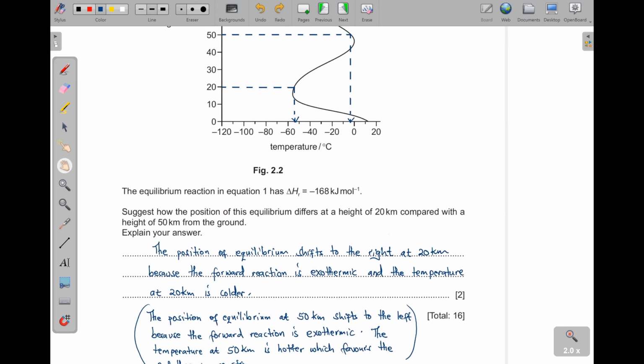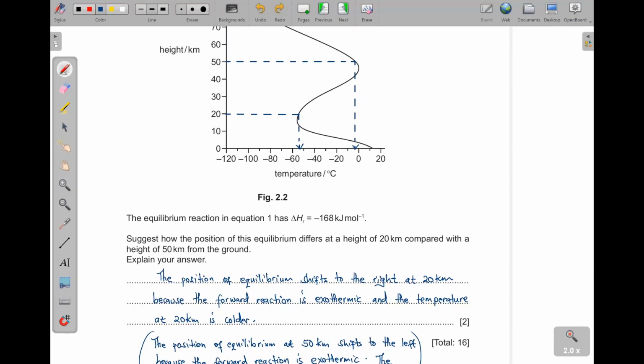Okay, so at 20 kilometers, we can see that the temperature here is colder than at 50 kilometers, which is now higher. So this being an exothermic reaction, at higher temperatures, you favor the backward reaction. And that backward reaction, okay, that one will be at 50. So the equilibrium will shift to the left at 50. At 20, it shifts to the right because the temperature is colder. Simple as that.